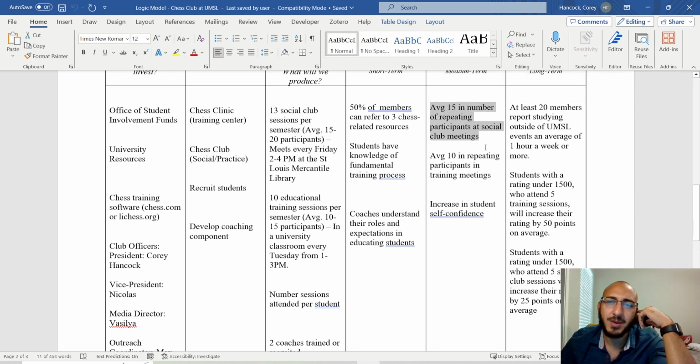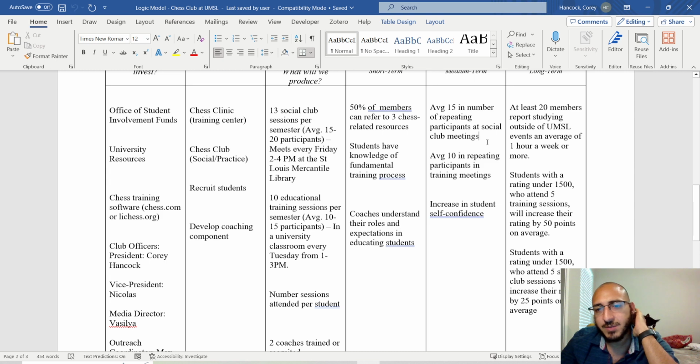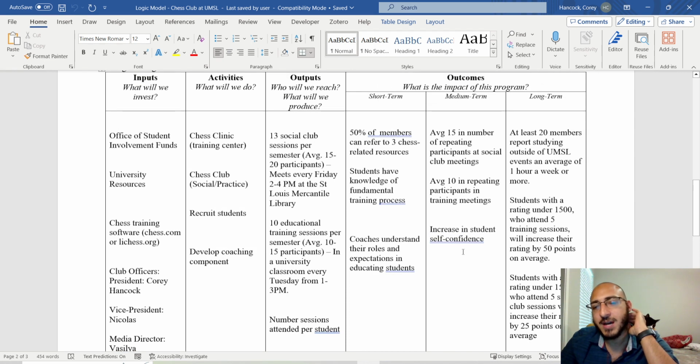Right now we have probably an average of 10 or 12 students that come. Again, it's still brand new. It's only been a month, so you never know. But it would be nice to see an average of 15 people, and an average of 10 participating in training meetings. Again, that's that clinic. And an increase in self-confidence.